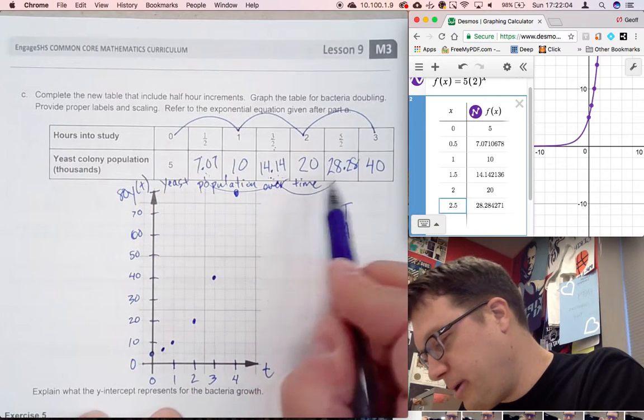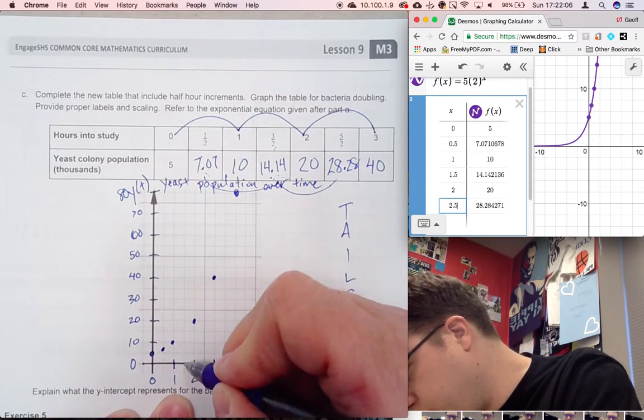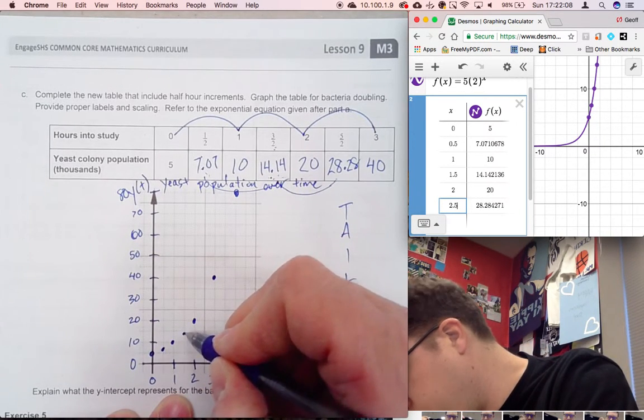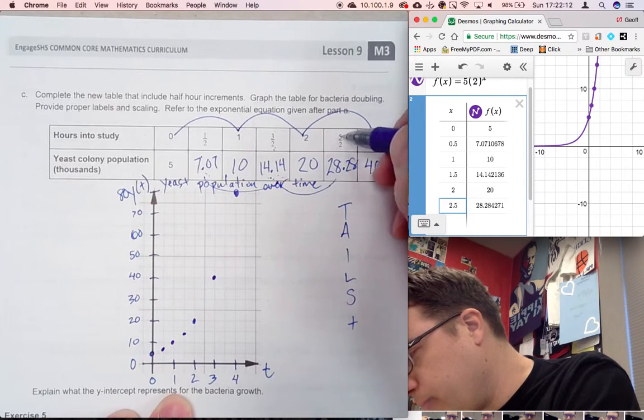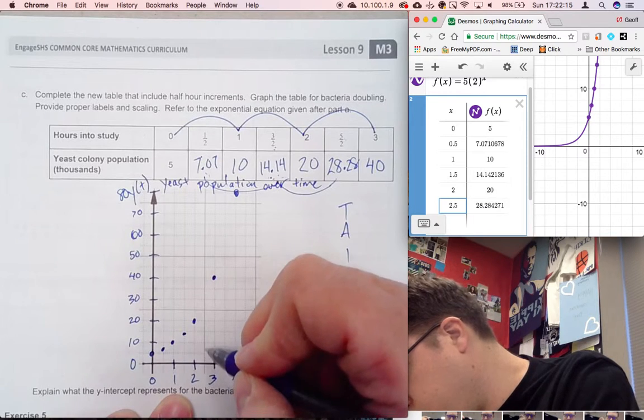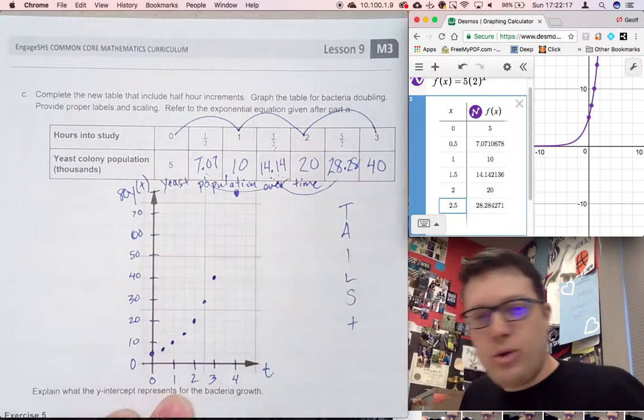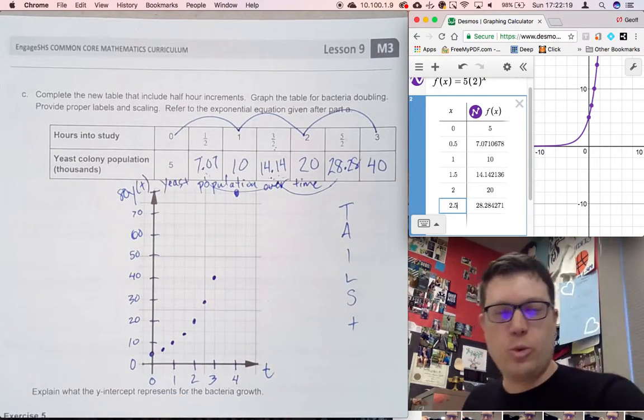And then I'm going to fill in these other pieces. So 1.5 is 14.14, so just a shade under. And 5 halves is 28.28, so just a shade under 30. You can see right there, they start to fit that smooth curve.